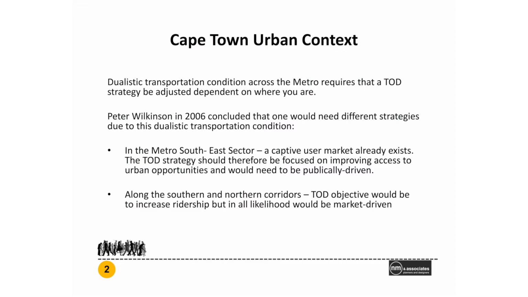But I think what it means from a TOD point of view is that in the Metro Southeast there is already a captive market there. The TOD strategy, therefore, should be focused on improving access to urban opportunities and would need to be publicly driven. That's the key aspect of the Metro Southeast TOD strategy. Then the second part of what he said was that along the southern and northern corridors, which are mature corridors, the TOD objective would have to be to increase ridership, and in all likelihood would be market-driven.